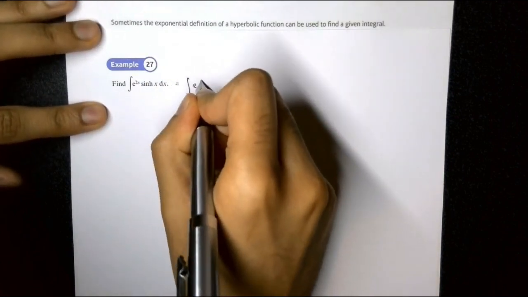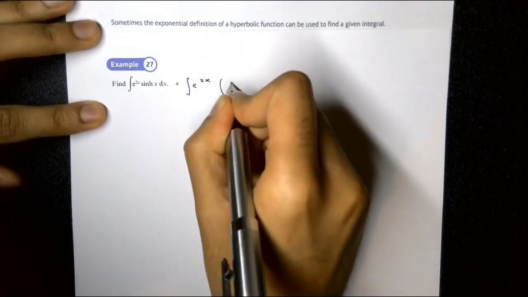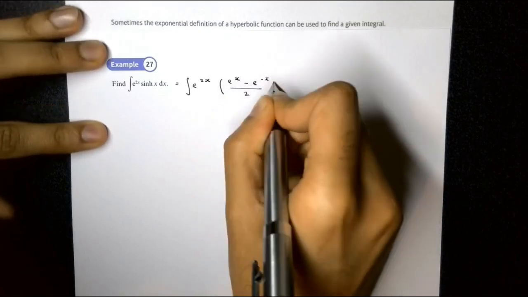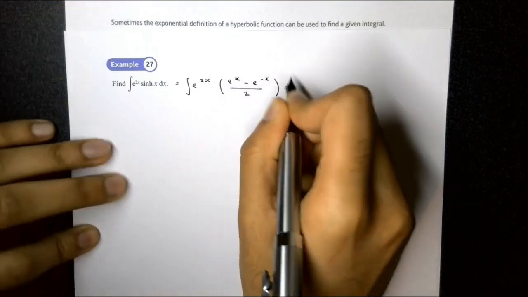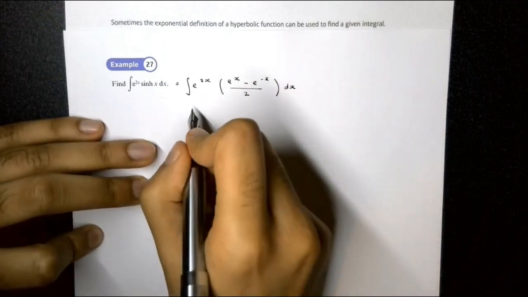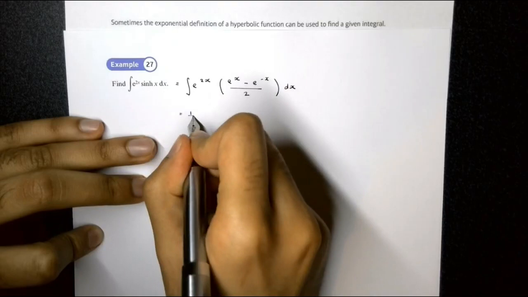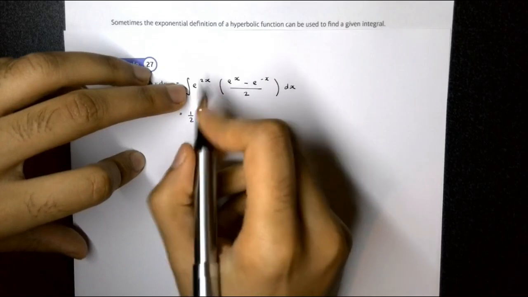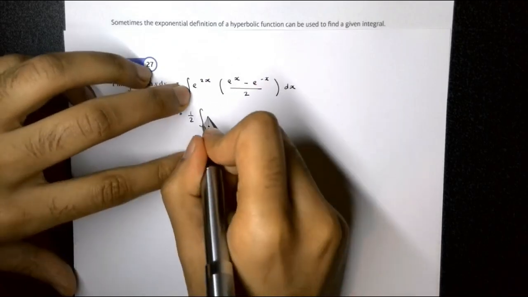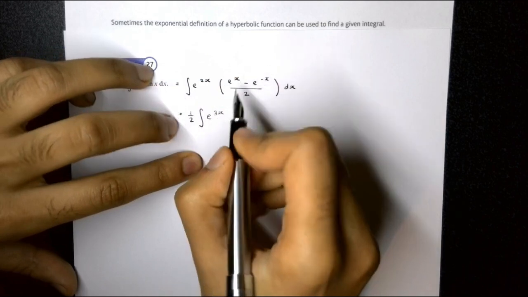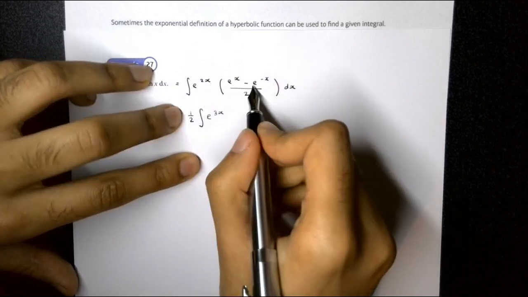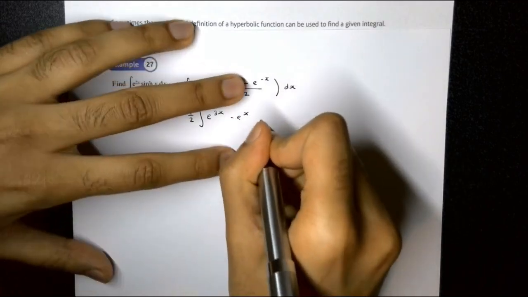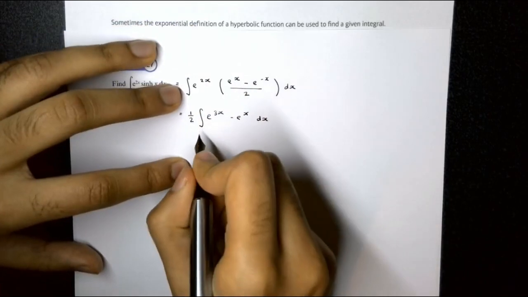So this is the same as e to the 2x multiplied by e to the x minus e to the minus x, all over 2, dx. So now what we can do is take out the half as a constant, and then use the laws of indices. We've got e to the 2x times e to the x, that's e to the 3x. And then e to the 2x times minus e to the minus x, that's minus e to the x. And we're integrating all of this with respect to x.